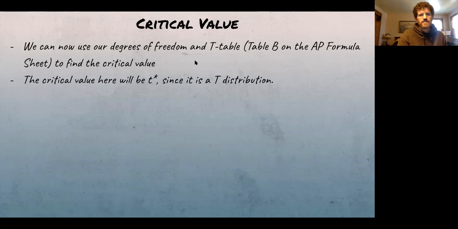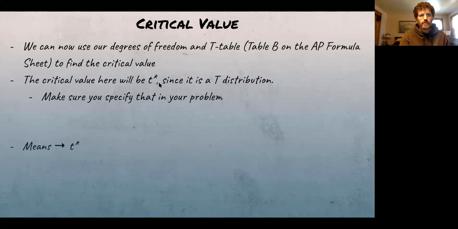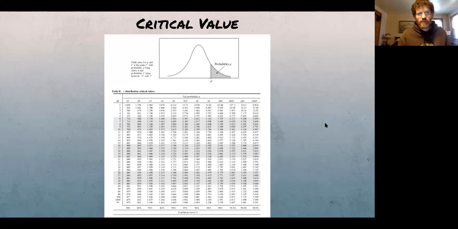Now let's see what to do here. We've got our T table, also called table B on the formula sheet. And what we're looking at is T star. That's our critical value. It's a T distribution. It's really important that you identify the difference between T star and Z star: proportions use Z star, means use T star. I'm saying a lot of stuff that you guys are probably already grasping, so I apologize if I'm being unnecessarily specific and redundant.